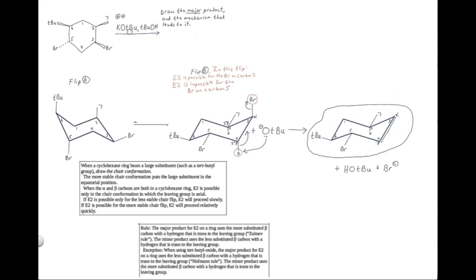Remember, it was crucial to realize we were using tert-butyl oxide as our base. When you use tert-butyl oxide, you prefer the less substituted beta carbon. On the other hand, without tert-butyl oxide, we would have preferred to use the more substituted beta carbon. So keep your eyes out for tert-butyl oxide.